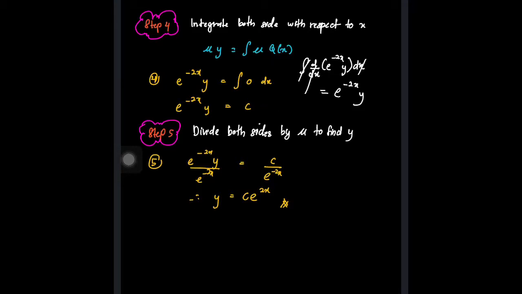So the last step here, you have to divide both sides by mu to find y in terms of x. So when you divide both sides, on the left hand side you will just get y, and then on the right hand side c over e power of negative 2x. Then you can just rewrite it as y is equal to c e power of 2x. So this one is your final answer.